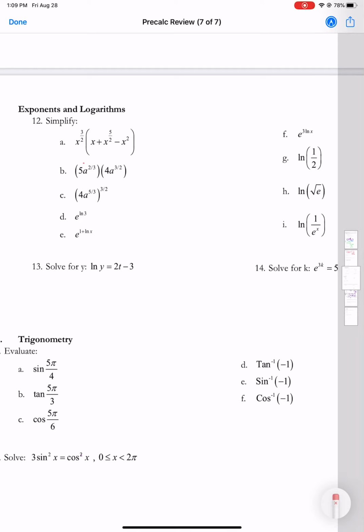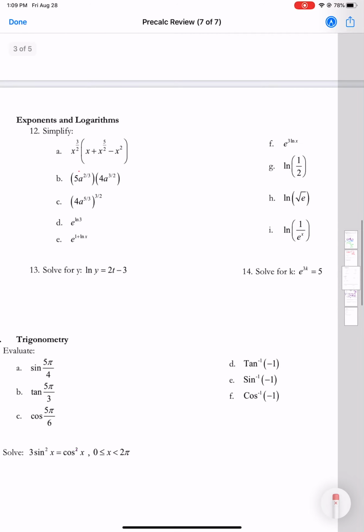All right, next up we're going to look at 12, 13, and 14. In order to do these, there's a few things you need to know about exponents and logarithms. So let's just review properties of exponents really quickly.